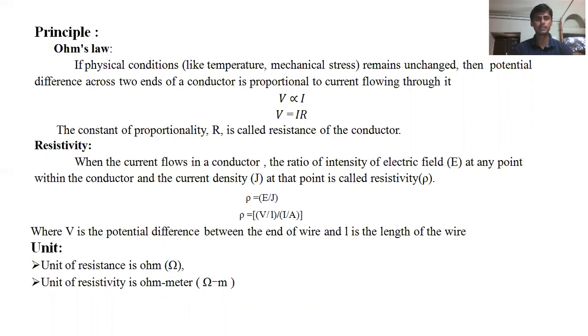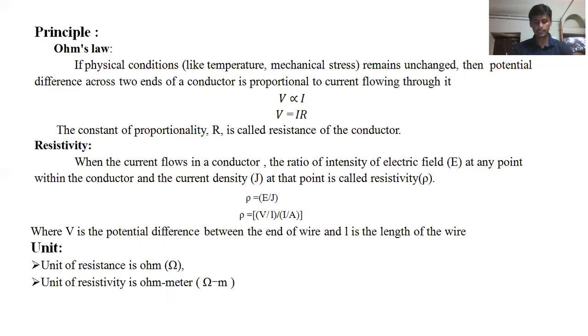Next, resistivity. When current flows in a conductor, the ratio of the intensity of electric field E at any point within the conductor and the current density J at that point is called the resistivity of the wire. So rho equals E by J, where E is the electric field at any point within the conductor and J is the current density.